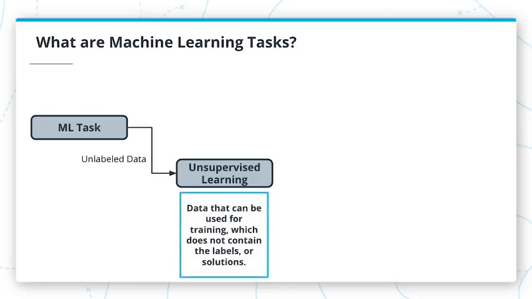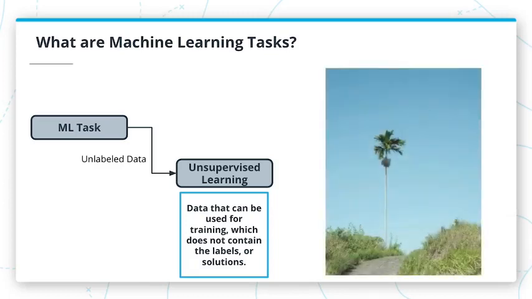As you might guess, we call data unlabeled when we don't have the solutions or labels. Let's look at a couple of examples here. Take a quick look at this picture. What do you see? Your first thought might be a tree. You just labeled this picture, but a computer initially only sees that image as a matrix of pixels which represents that image, not the whole image.